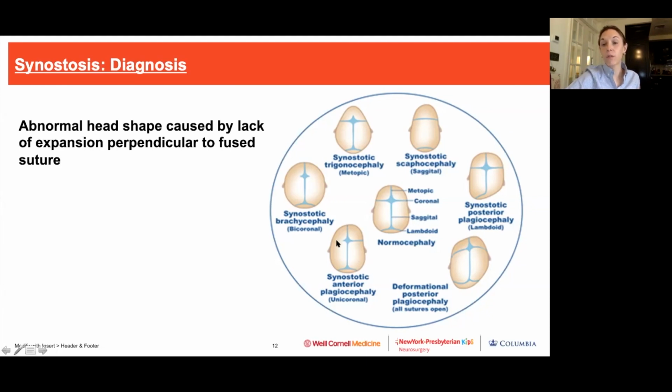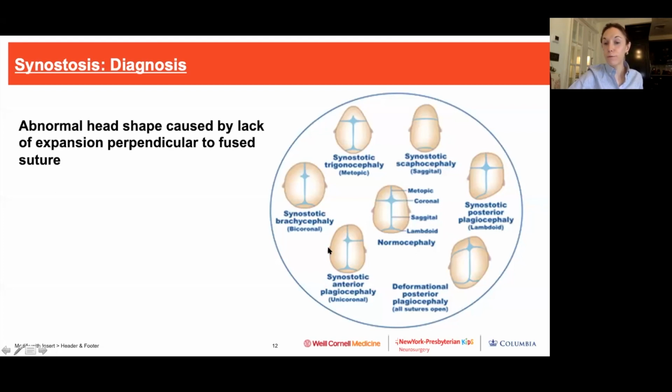Unicoronal is one of the most difficult to diagnose and distinguish from plagiocephaly. So here's plagiocephaly and here's coronal synostosis. In this image, you're missing the left coronal suture. So the skull is stuck around this fulcrum, meaning it can't grow perpendicularly. So your forehead is flat, and here's the difference. The back of the head is also flat on that side.